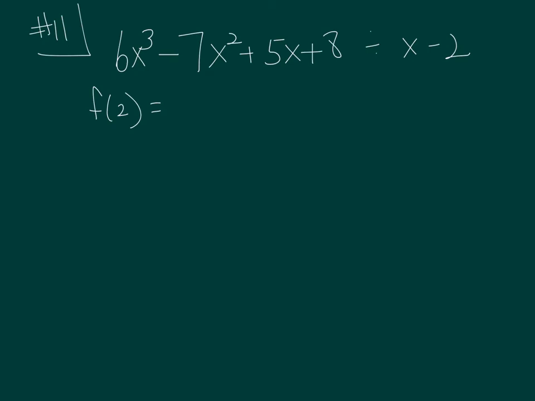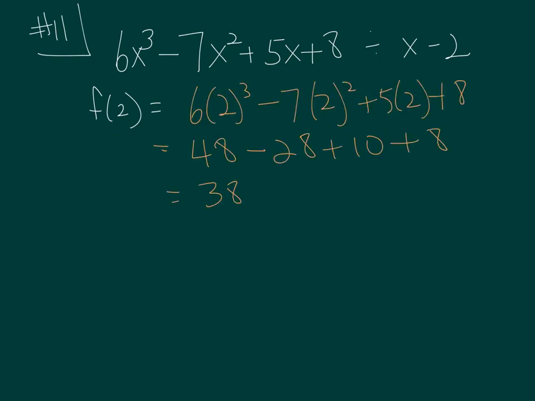Question number 11 says, use the remainder theorem to determine the remainder of each division. In this case, we're going to divide this function by x minus 2, or we're going to find the remainder. So the remainder theorem says if I find this function at the 2 that you see here, goes here, and figure out what it is, that will give me the remainder. So according to the remainder theorem, when I divide this function by x minus 2, I get 38.